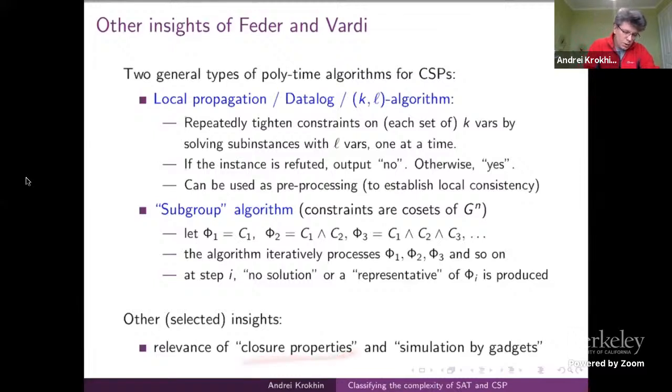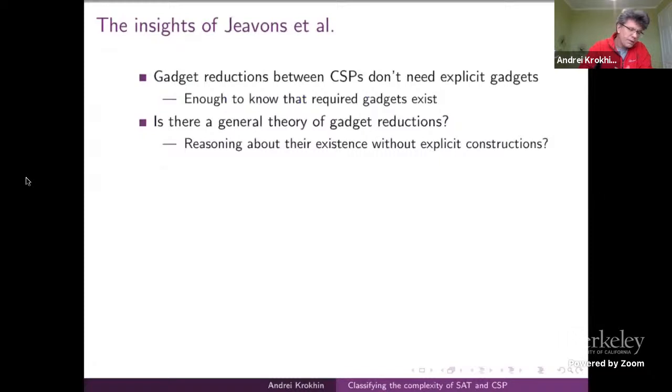These properties, closure properties and simulation by gadgets, were developed independently and more or less at the same time by the group of Jeavons and his co-authors. So their insight was this: if we want to use gadget reductions between CSPs, then actually we don't need explicit gadgets. We only need to know that they exist. If we know gadgets exist, we know we have reductions.